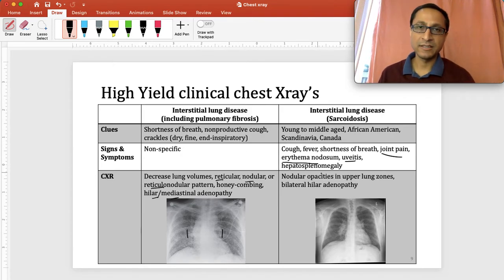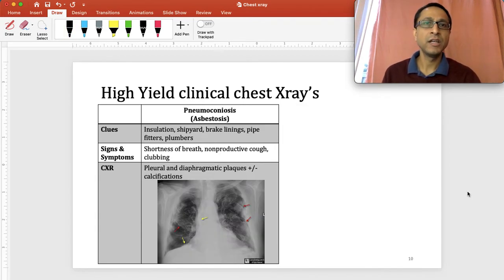The way they describe the chest X-ray: nodular opacities in the upper zones of the lungs and bilateral hilar lymphadenopathy. This right over here. Bilateral hilar lymphadenopathy: sarcoidosis.